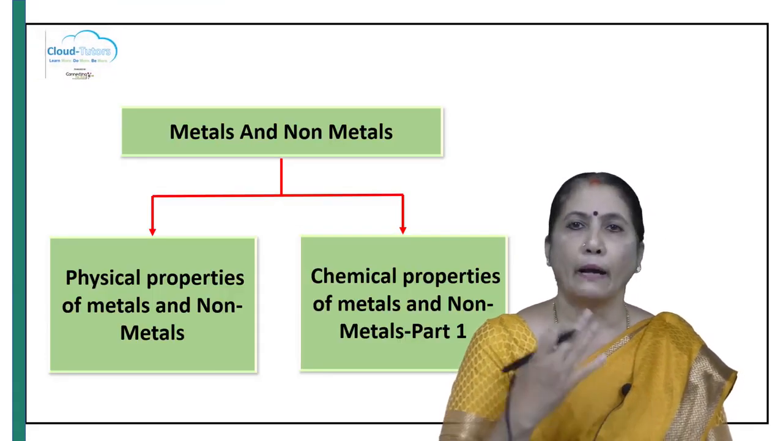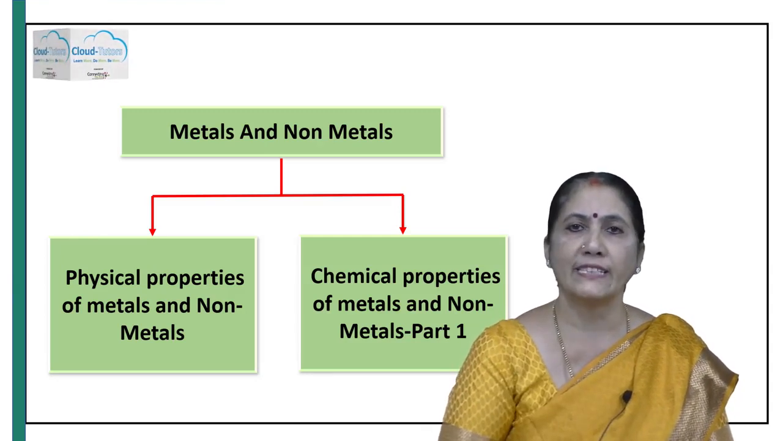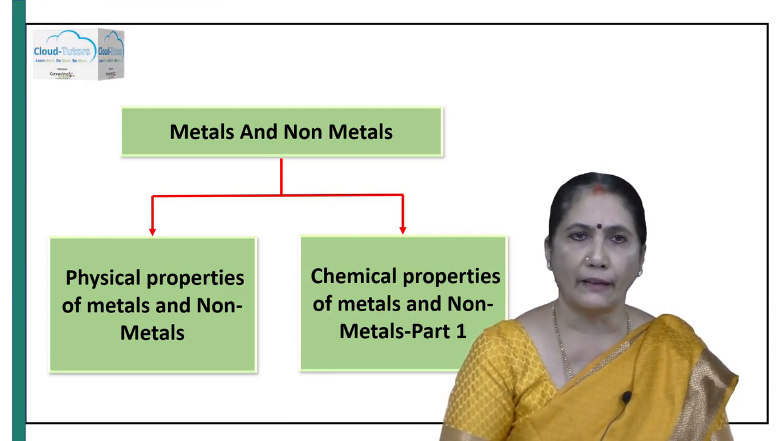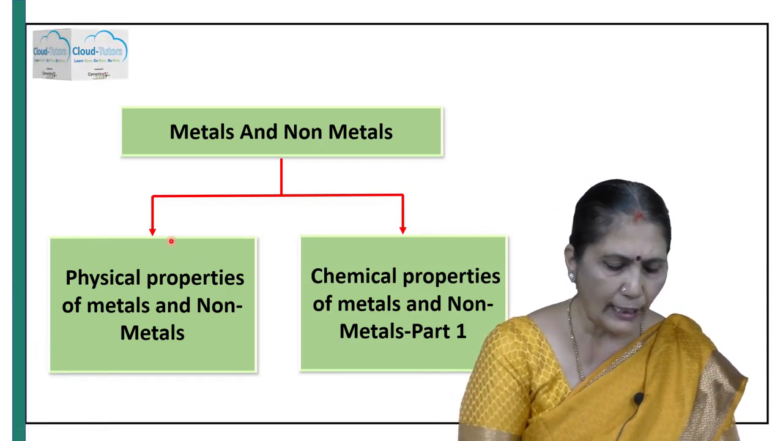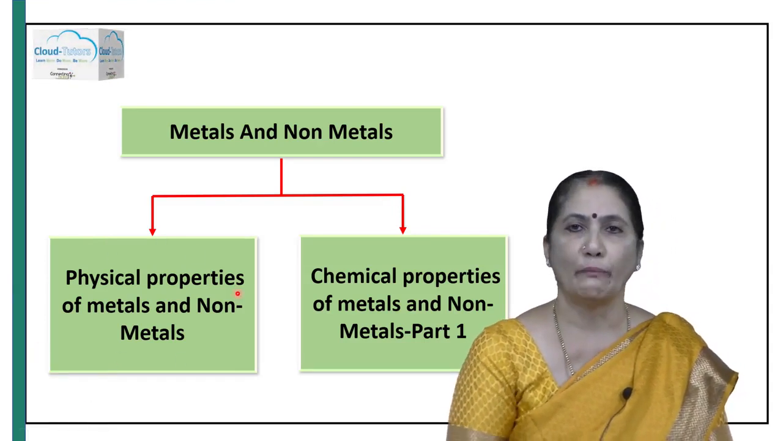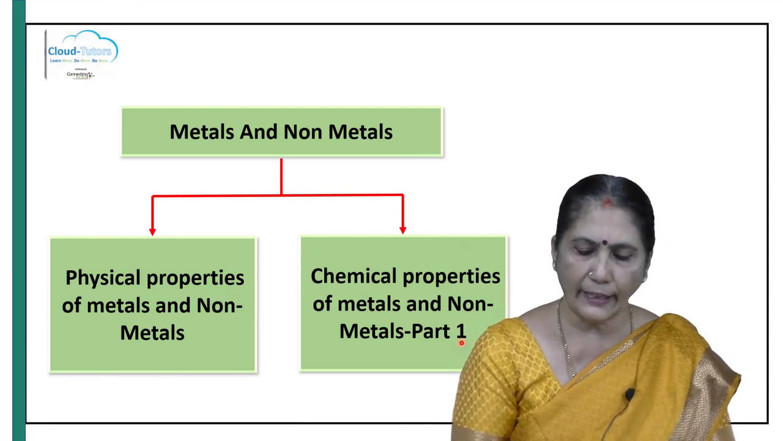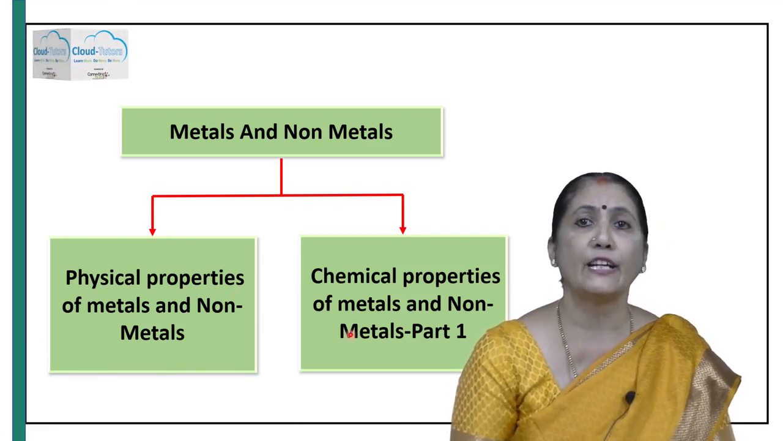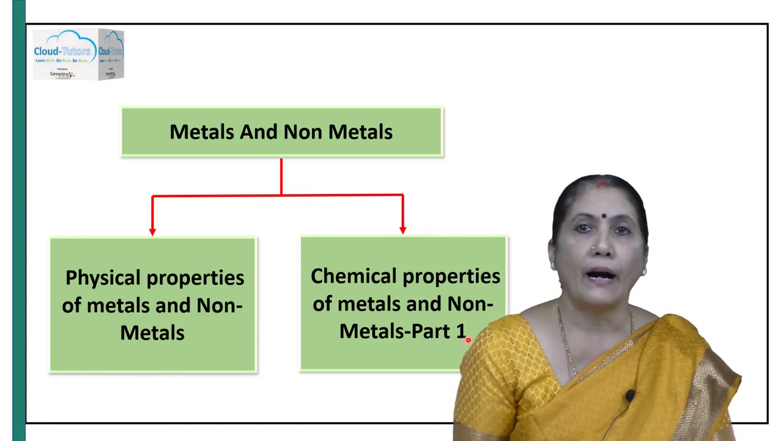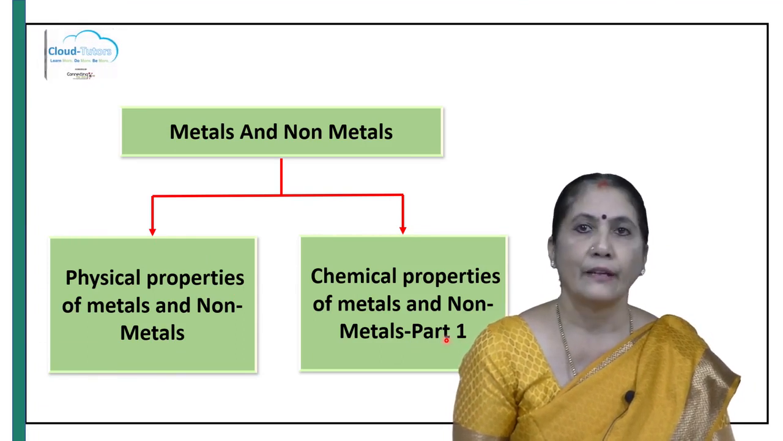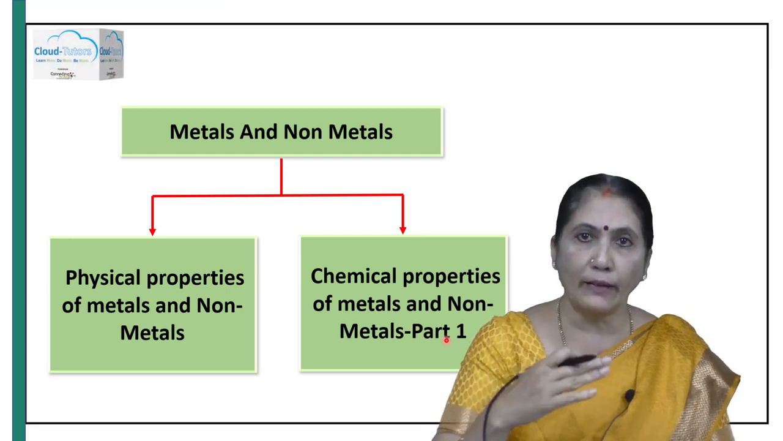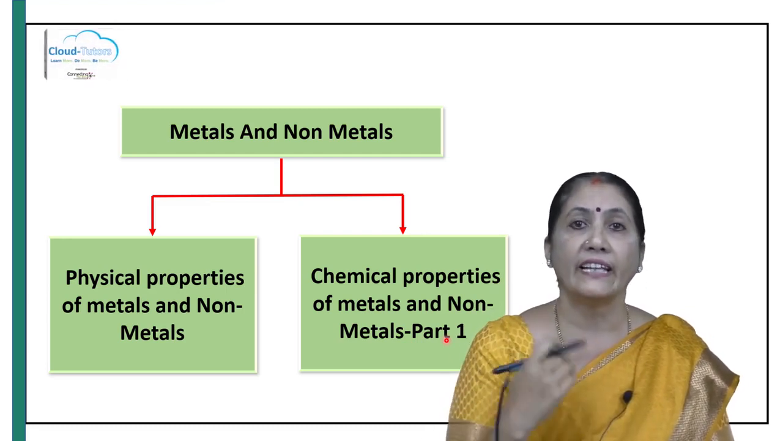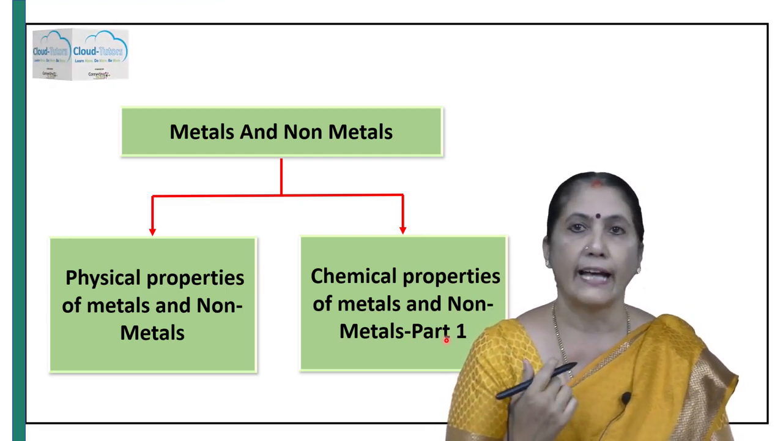Now, coming to the flow chart of this metals and non-metals chapter, we will be covering physical properties of metals and non-metals, later chemical properties of metals and non-metals under part 1. Because there are a lot of chemical properties that will be getting duly covered even in the next session as part 2.